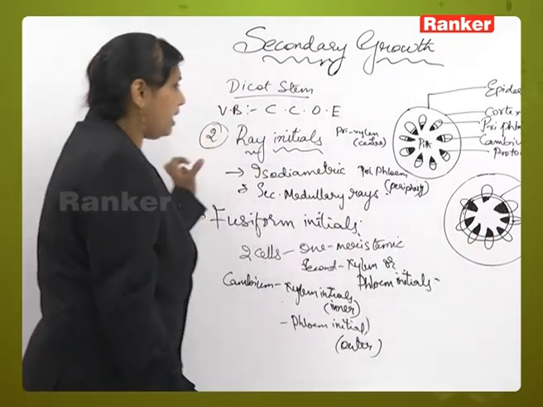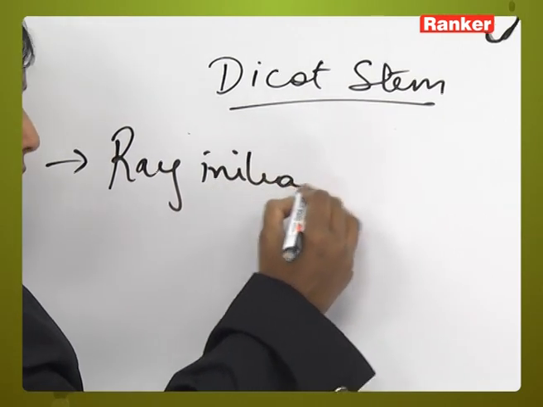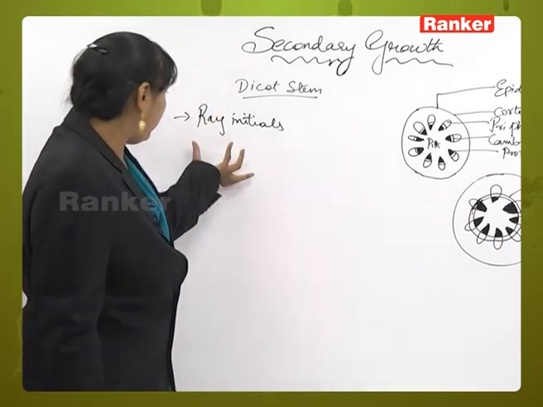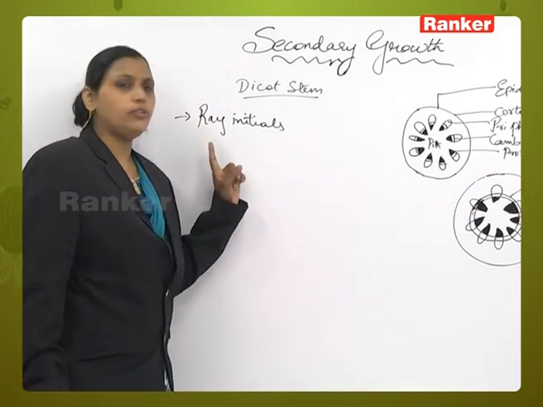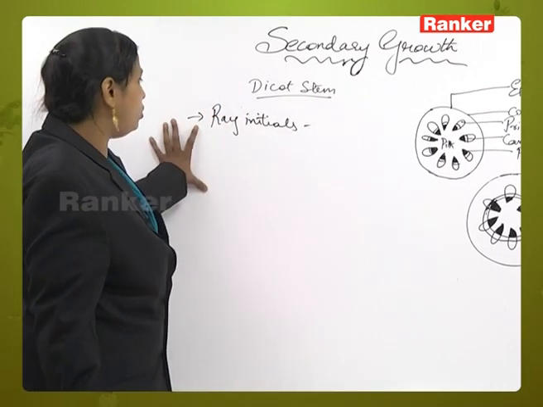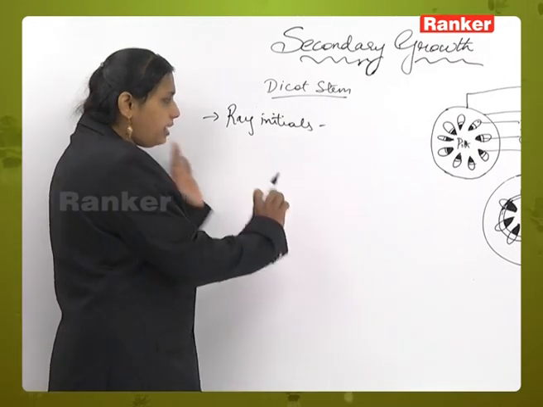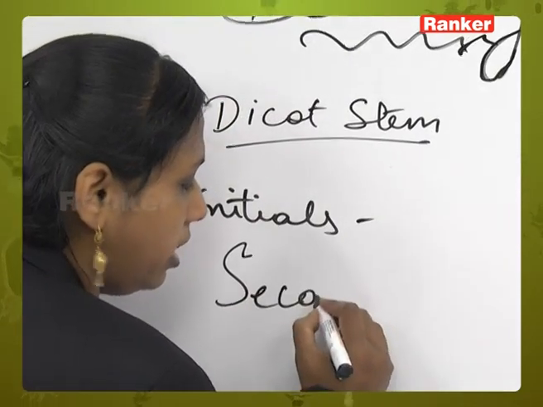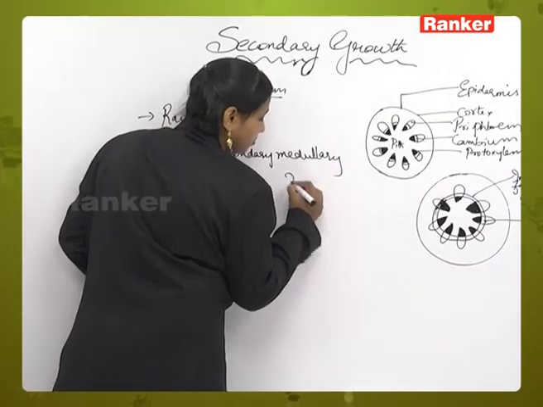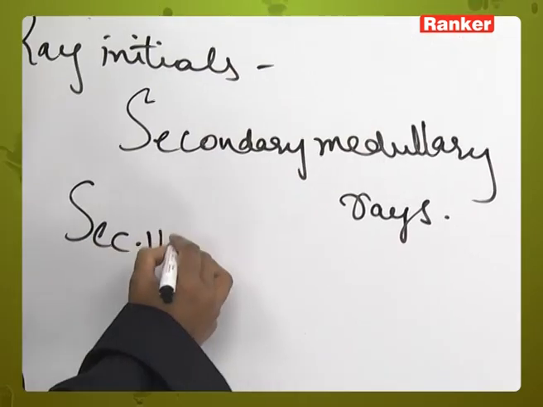Okay. Now, in case of ray initials, as we talked about the periclinal division in the fusiform initials earlier, the ray initials also undergo n number of periclinal divisions, and it will lead to the formation of parenchyma cells both on the inner and outer side. This ultimately leads to the formation of a structure called secondary medullary rays, and this also leads to the formation of secondary vascular tissue.